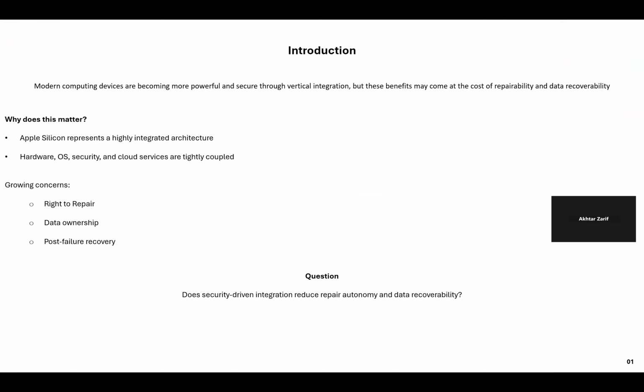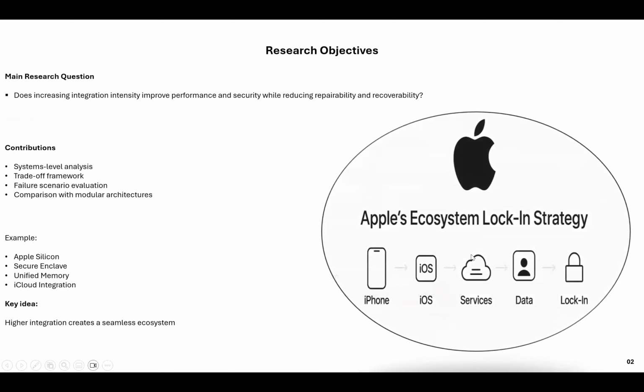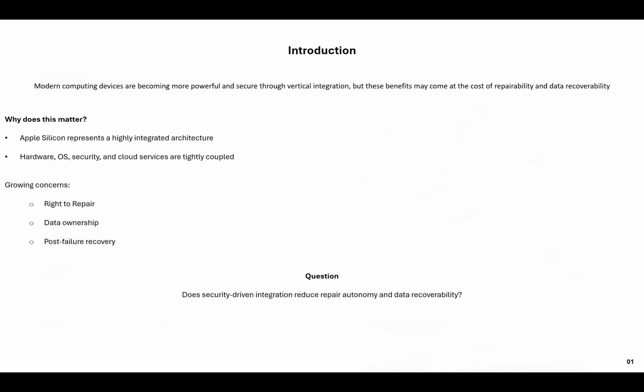One of the main terminologies behind this investigation, or where this basically stems from, let me give you some context. The main contribution of this work is about how modern computing devices are becoming more robust and more powerful from a security-driven integration perspective, but what about cost, repairability, restructuring, and reutilization? I guess you could say there are architectural improvements in terms of security, hardware integration, and cloud services. So the main question is: does security-driven integration really reduce repair autonomy and data recoverability in a lot of senses?